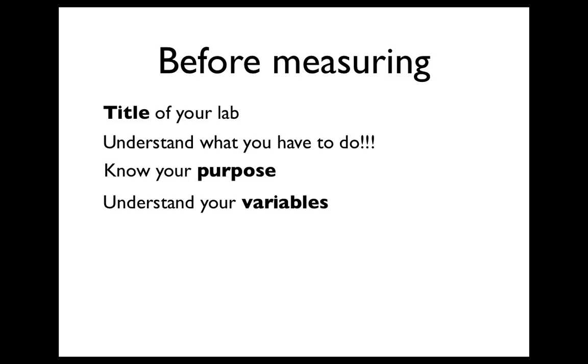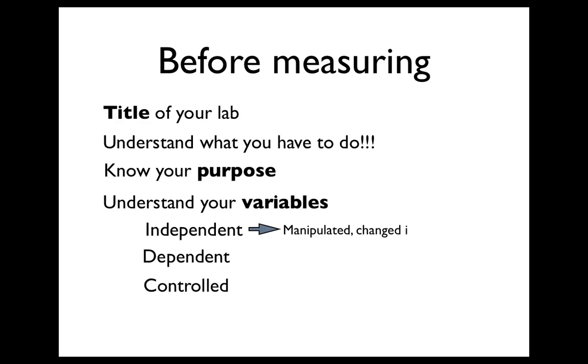Next, you need to understand what your variables are. There are three types of variables: the independent variable, the dependent variable, and the controlled variables. The independent variable is the one we change. It will show on the x-axis. The dependent variable is the one we measure. It changes as we manipulate the independent variable. Therefore, it is dependent on the independent manipulated variable.